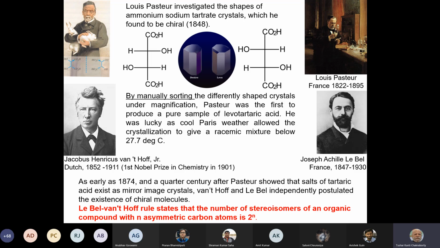And then after almost 25 years, Van't Hoff and Le Bel gave that stereoisomers of organic compounds, if they have n asymmetric carbon atoms, suppose for example you have tartaric acid, it has 2 asymmetric carbon atoms, so the possible isomers will be 2 to the power 2, that means 4. So if you have n chiral centers in the molecule, then you can have 2 to the power n different isomers possible. So slowly, from there, people started learning about the concept of chirality.